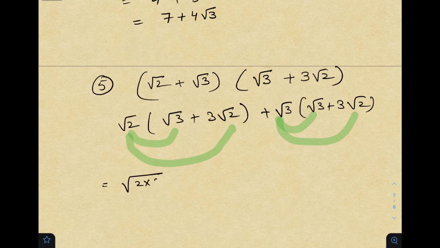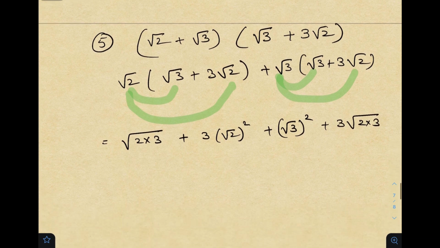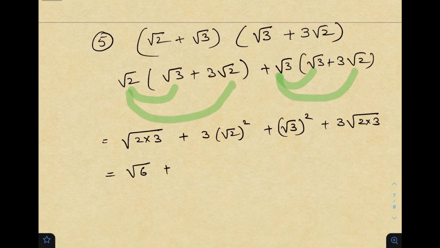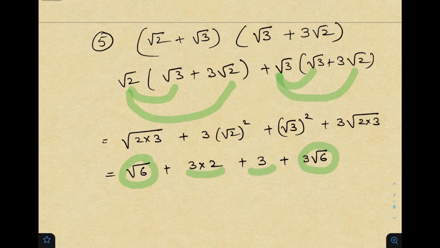So root 2 into root 3 plus 3 into root 2 square plus root 3 square plus 3 under the root 2 into 3. So the answer is root 6 plus 3 into 2 plus 3 plus 3 root 6. So when we simplify this, we see that root 6 and 3 root 6 are the two like terms. So we can combine them, and also 6 and 3 are like terms, so we can combine them. So we get 4 root 6 plus 9 as our answer.